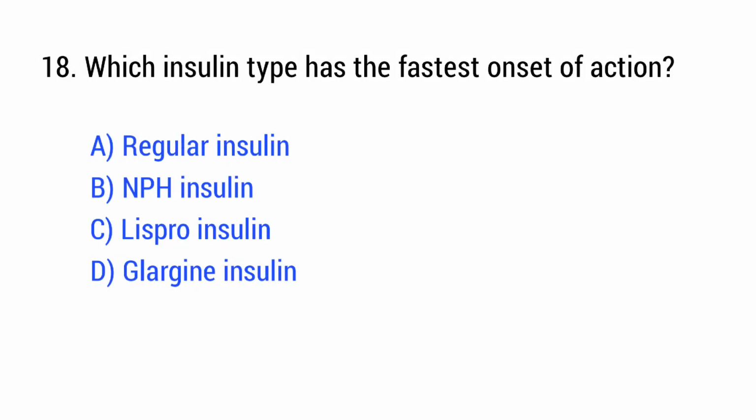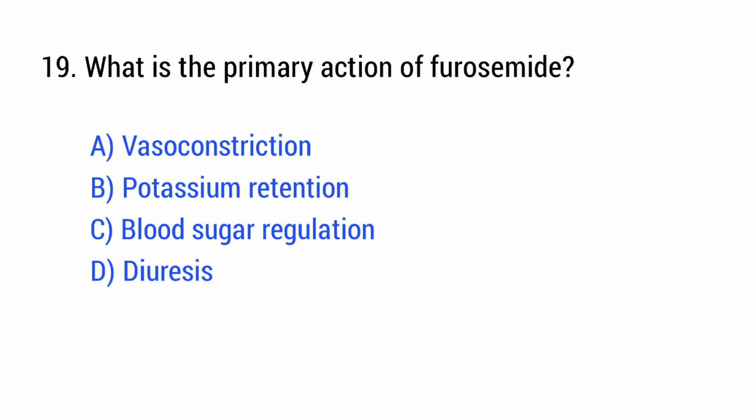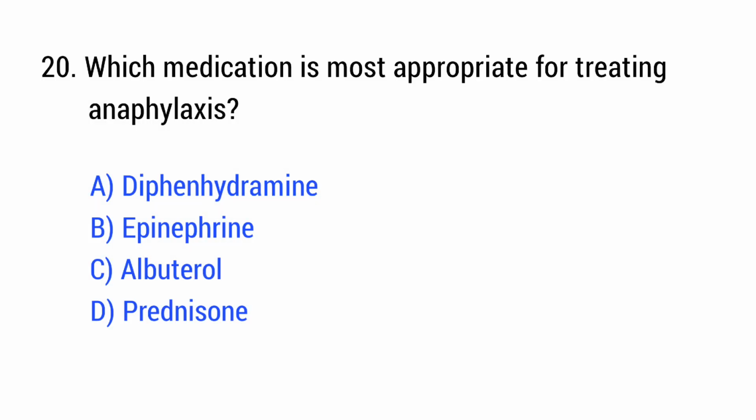Question number 18. Which insulin type has the fastest onset of action? The right answer is option C, lispro insulin. Question number 19. What is the primary action of furosemide? The right answer is option D, diuresis. Question number 20. Which medication is most appropriate for treating anaphylaxis? The right answer is option B, epinephrine.